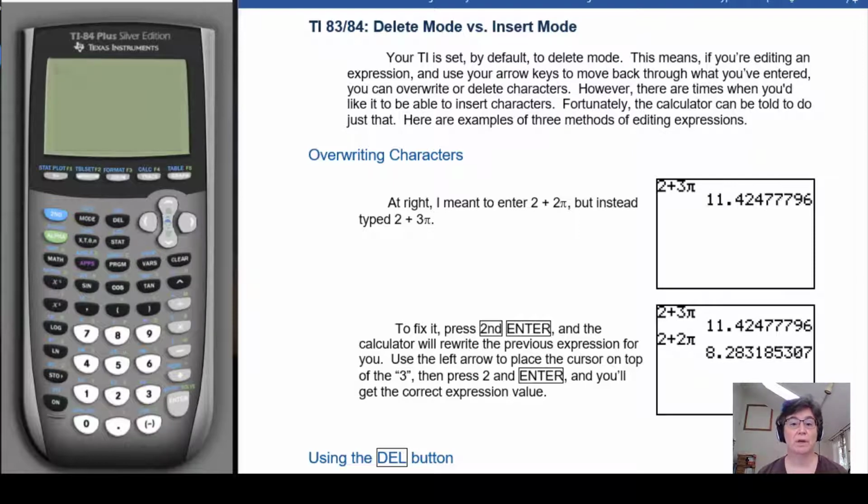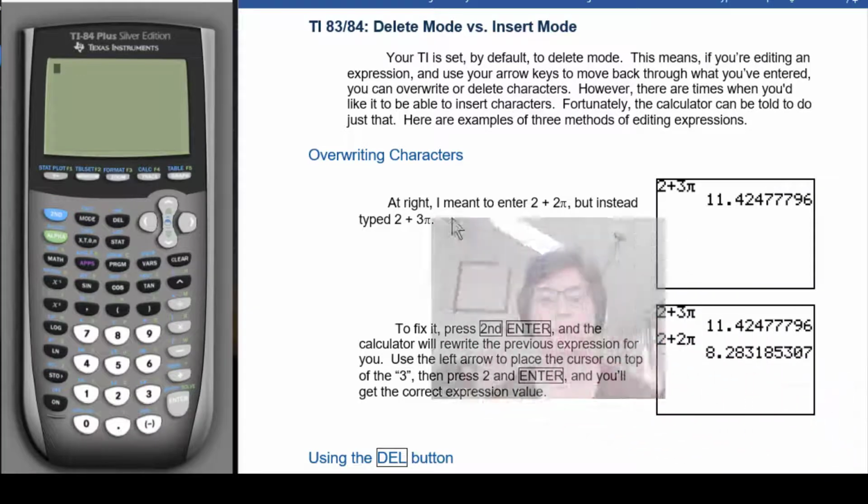Today we're going to be talking about delete versus insert mode. So this is kind of cool. If you type something incorrectly on your calculator, how can you deal? Okay, so let's take a look at this first example.